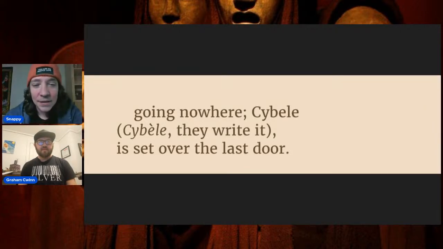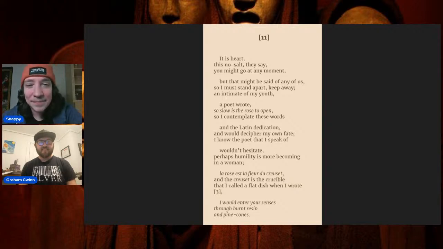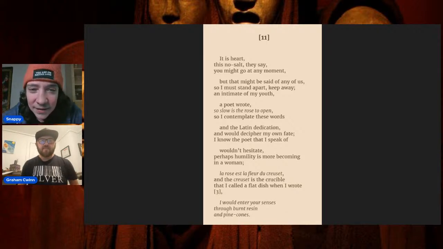Wild. Cybele, they write it, is set over the last door. So the final door you have to pass through is that door of the great mother herself. First is the astrology, then the alchemy, then the judgment, and now Cybele. Wow. It is hard. This no salt, they say, you might go at any moment. But that might be said of any of us.